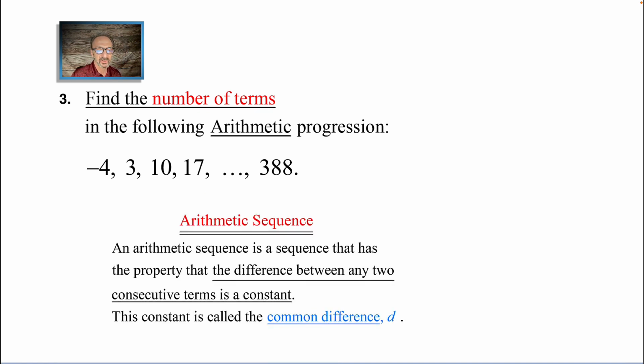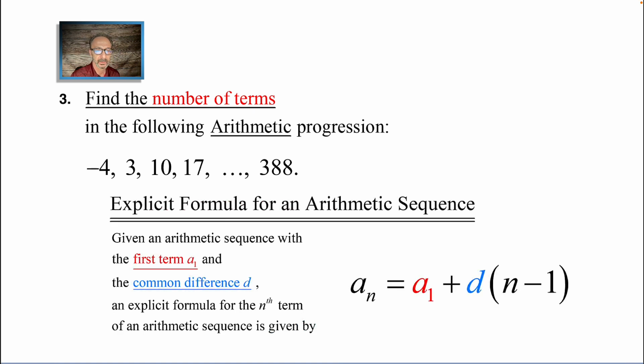Arithmetic sequence. An arithmetic sequence is a sequence that has the property that the difference between any two consecutive terms is a constant. This constant is called the common difference D. The explicit formula, there's another formula, but let's focus on one formula and reduce that time for recording. The explicit formula for the arithmetic sequence, given the first term as A1 and the common difference as D, will be written on the right hand side, right here.